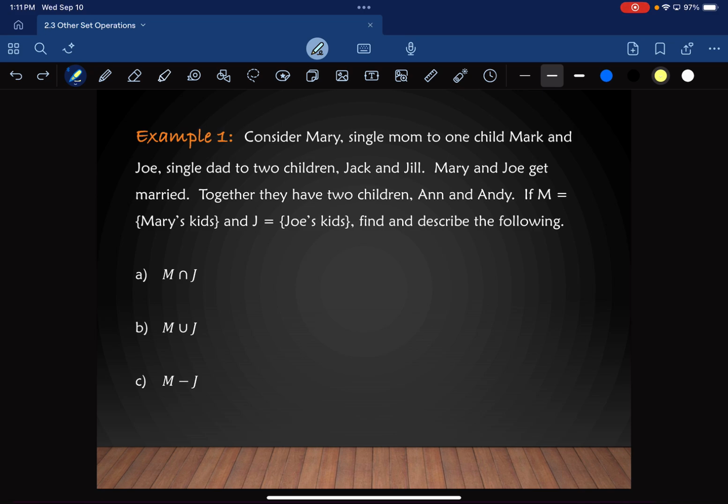If M is equal to Mary's kids and J is equal to Joe's kids, and let's just think biological, not in terms of, wait a minute, they're all their kids. I understand that. I understand that more than most, right? Like I get it. But just think biological when we're talking about that, okay? So M is Mary's biological kids, J is Joe's biological kids. Find and describe the following. So what would it mean for us to talk about the intersection of M and J?